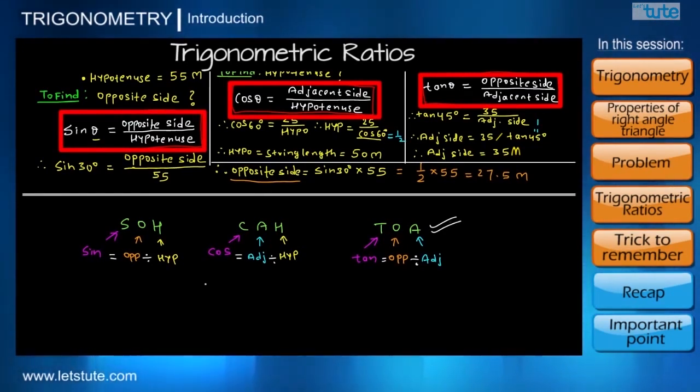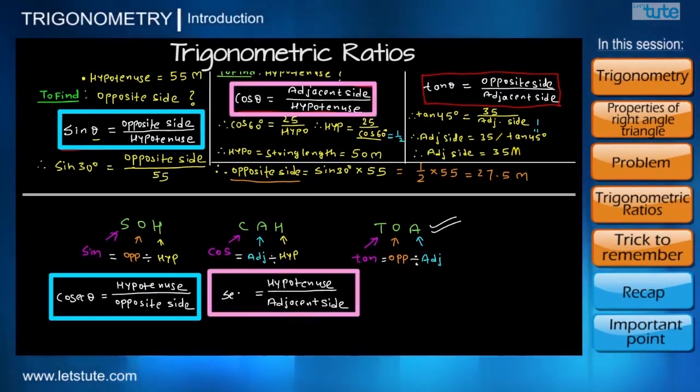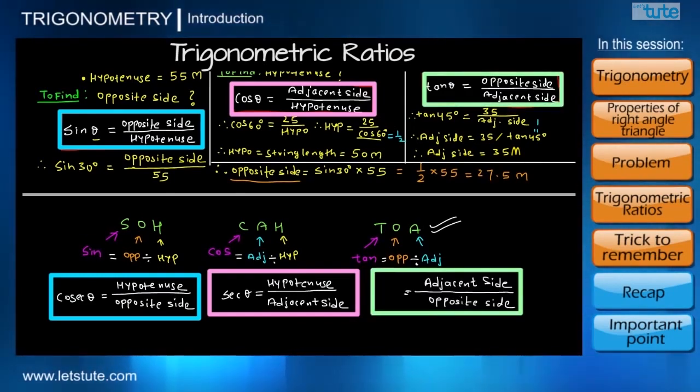One more thing, note that by just reversing these three ratios, we can get three more different ratios. That is, the reverse ratio of sine is defined as cosec theta, which is equal to hypotenuse upon the opposite side. And the reverse ratio of cos theta is defined as sec theta, and that is equal to hypotenuse upon the adjacent side. And similarly, the reverse ratio of tan theta is defined as cot theta, and that is equal to adjacent side upon the opposite side.